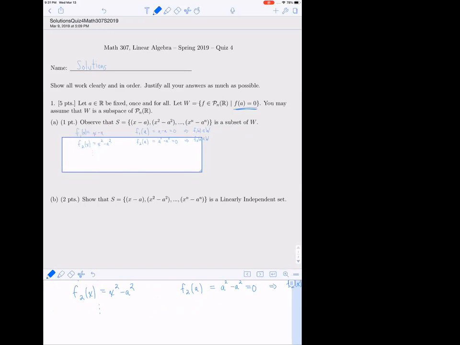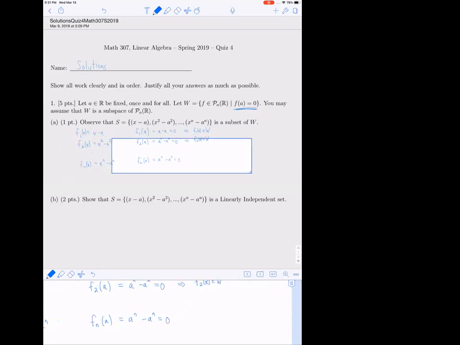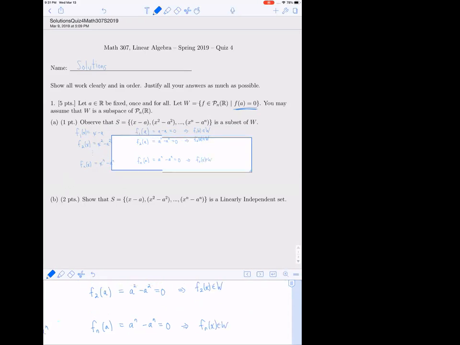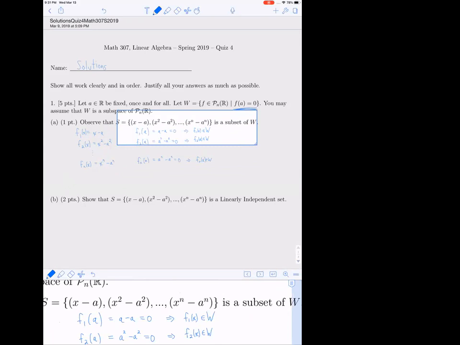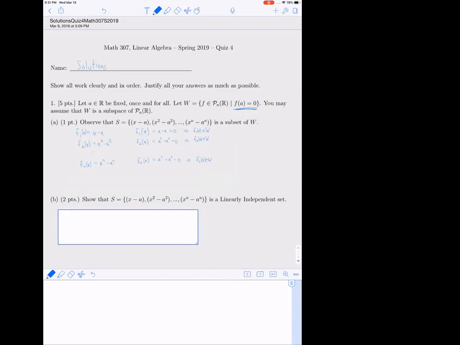And this is then clearly true for all of the polynomials in this set S, because they're set up precisely so that when you plug in A, you get a power of A minus that same power of A, which is then 0. And now that's what it means to be a subset of W, that everything in S is also in W. So hopefully that clears up some confusion.